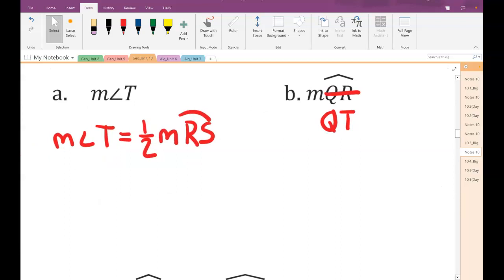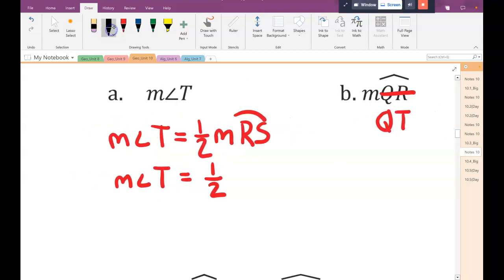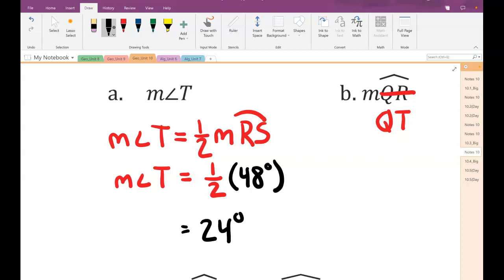I'll zoom in more. And from there, we just plug in what we know. We're trying to find the measure of angle T as our unknown, so that stays. And then we have 1/2. And then the measure of RS, was it 48? Yeah. So we plug in 48. That's 48 degrees specifically, because our units are going to be degrees. Then you just take 1/2 times 48, or you're shrinking it by half. So the measure of angle T is 24 degrees.